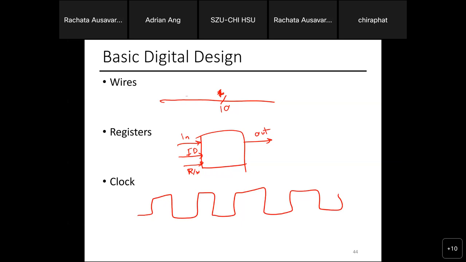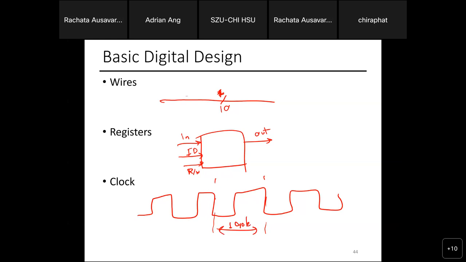1, 0, 1, 0, 1, 0. And when you rotate one cycle, it means that you go from 0 to 1 and back to 0. So this is 1 cycle. This means that whatever value on the wire, it better be one single value. If you want to read something from the wire, it should become stable at either 0 or 1. And when you go to the next cycle, again, you then read the wire, it's a 0 or 1. That's how you can read the data. That's why we need a clock.